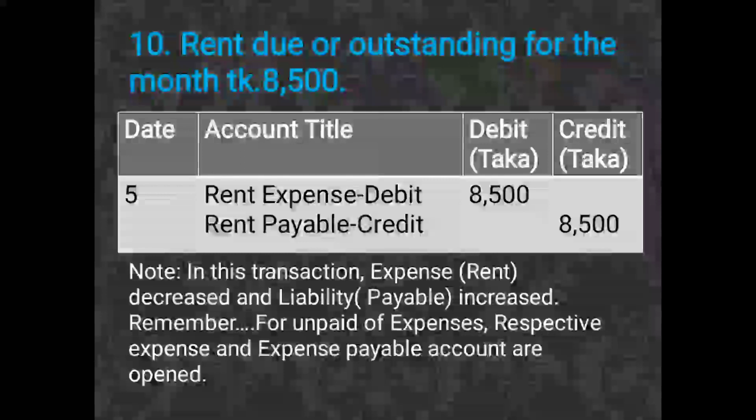Note, in this transaction, expense that is rent decreased and liability that is payable increased. Sorry, in this transaction, expense increased, rent increased and liability that is payable increased. Remember, for unpaid expenses of business, the respective expense and expenses payable accounts are opened.